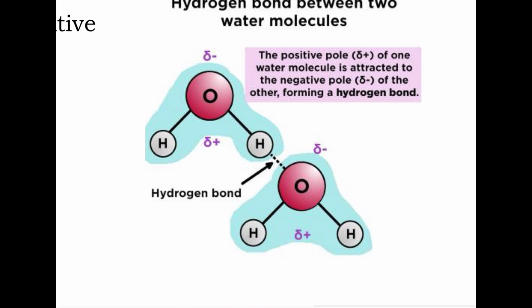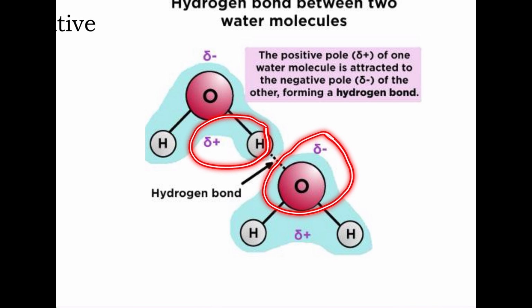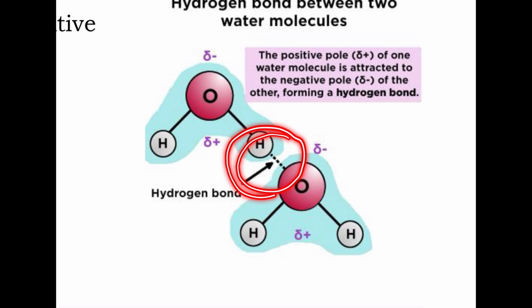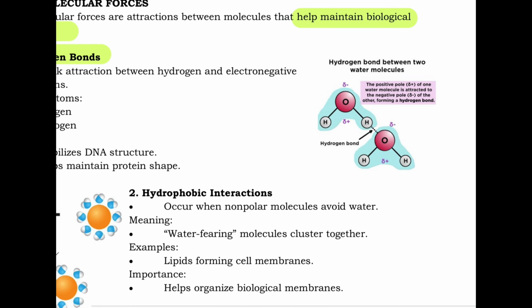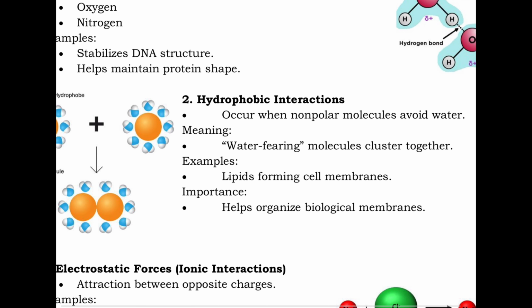As you can see, we have the positive and the negative pole of the molecule. It says here that the positive pole of one molecule is attracted to the negative pole of the other, forming a hydrogen bond. So here, we have the negative pole and the positive pole, forming an attraction between the positive and the negative molecule. Again, it forms your hydrogen bond. It's simple, right?